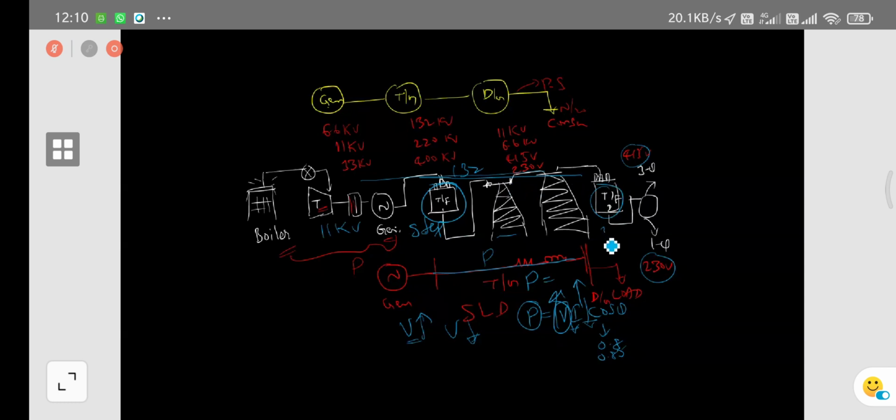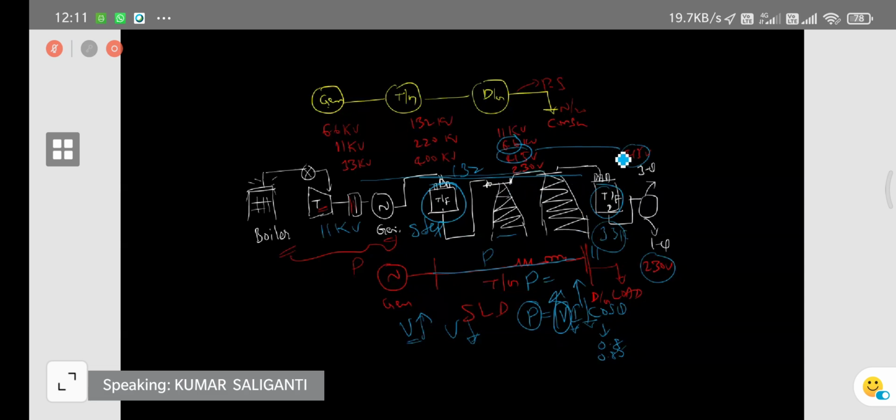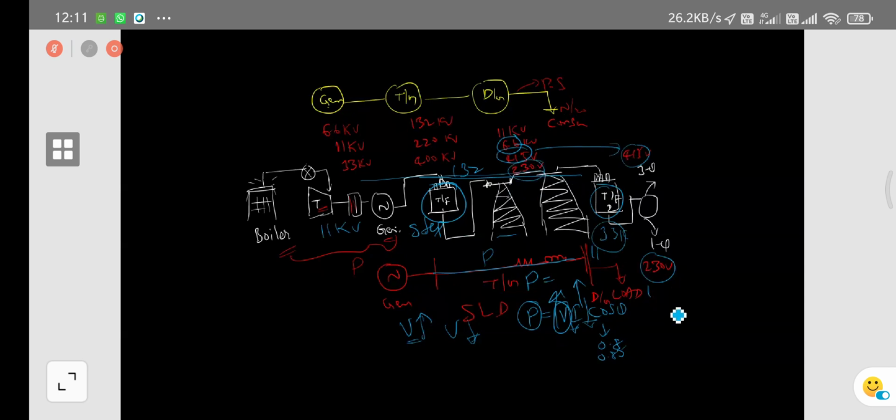So 33 kV is called the primary distribution, and after that 11 kV is called the secondary distribution. From that 11 kV we have 6 plus 6 kV. After that 450 volts, which is three phase, and 230 volts for single phase. This is the importance of the transformer.